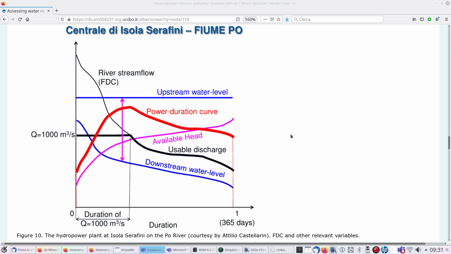Now, I think that we can close here the topic of inductive assessment of surface water availability. Basically, we discussed the flow duration curve, two methods for estimating it, and also the way in which it can be used to assess uncertainty by using the second method of estimation, which means splitting the data in years. We also made an exercise.